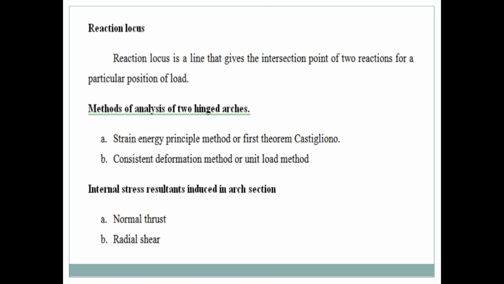Reaction locus is a line that gives the intersection point of two reactions for a particular position of loads. Next, methods of analysis of two hinged arches. First one is strain energy principle method, or first theorem of Castigliano's theorem. And next, consistent deformation method or unit load method. And next, internal stress resultants induced in arch section. There are two types, normal thrust and radial shear.